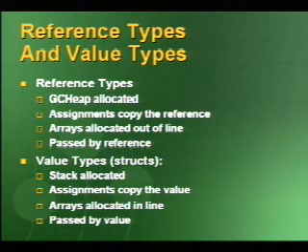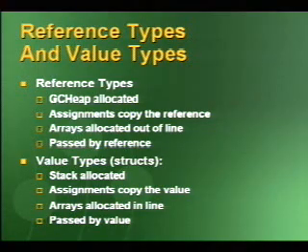Juxtapose that with value types, or structs as they're known in some programming languages. Value types are allocated on the stack. Now, they can reference GC objects so the GC knows where they are, but it doesn't collect those. You don't have to worry about the GC moving those around. Assignments to them are copy by value. So when you assign one struct to another, it actually copies the entire bits over.